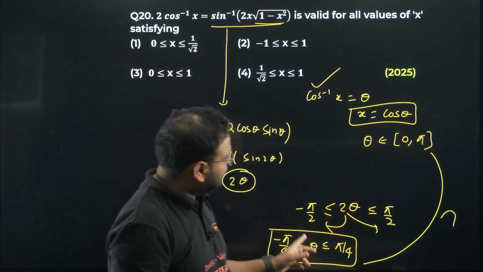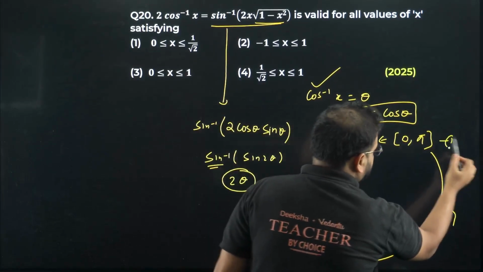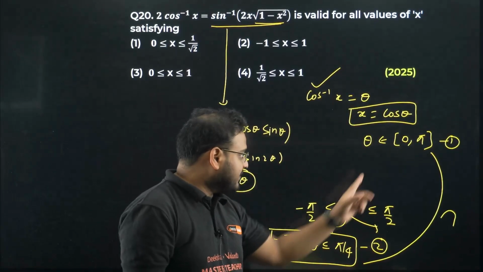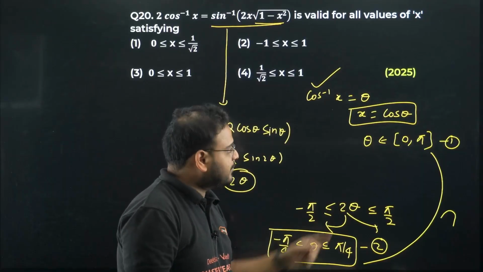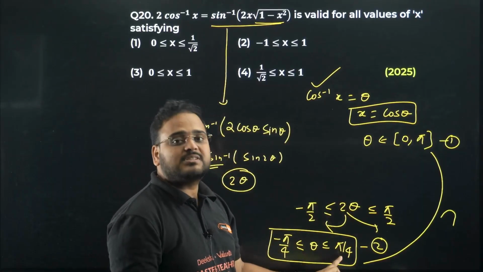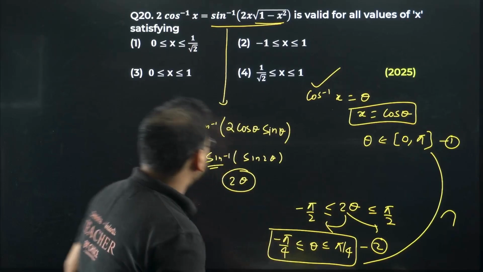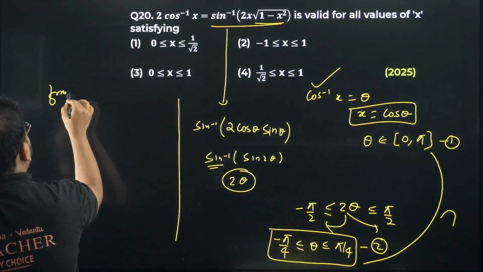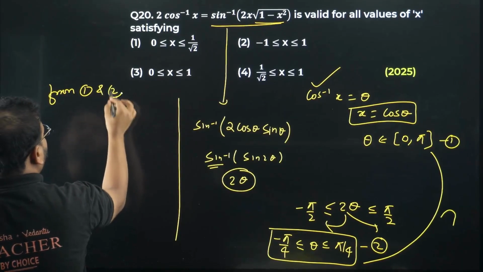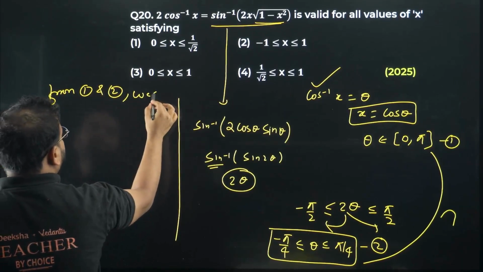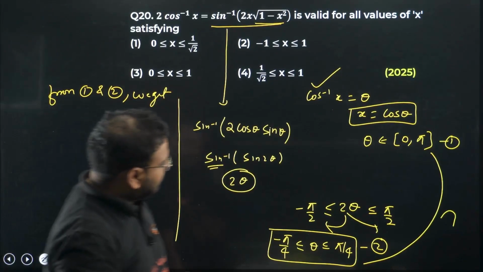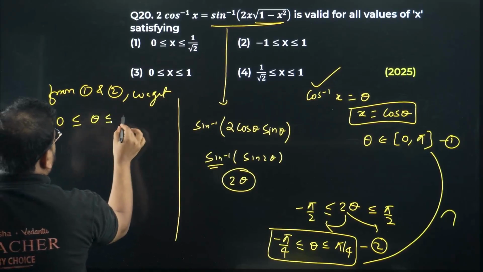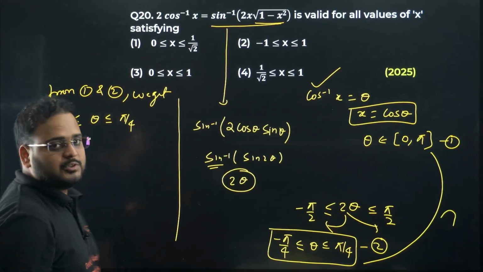Please check. If you include condition 1 from here and condition 2 from here, their intersection starts from 0, because this is negative, and ends at pi by 4 because this is first. So from 1 and 2 we can say directly, we get from these two, 0 ≤ theta ≤ pi by 4.